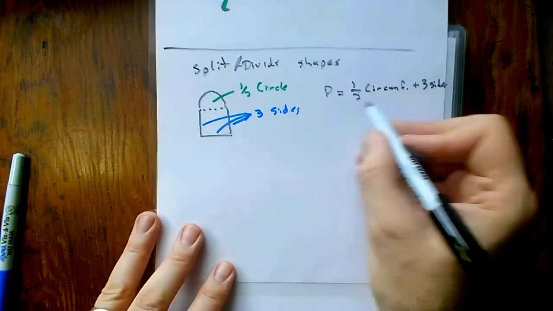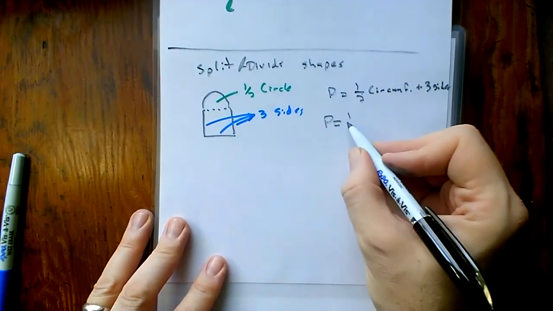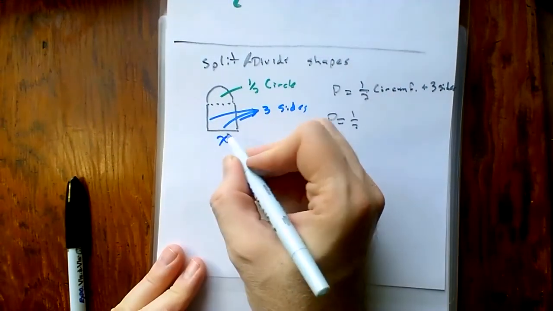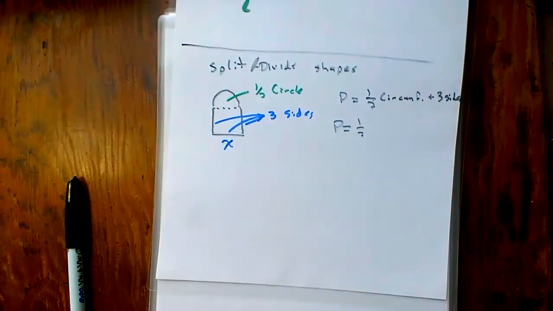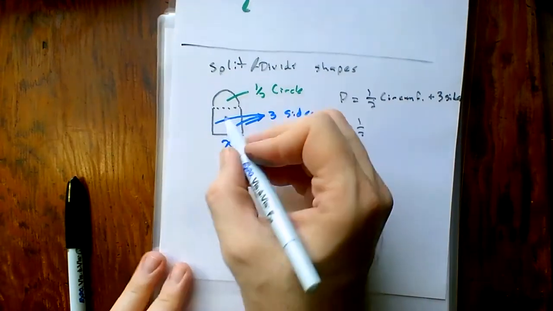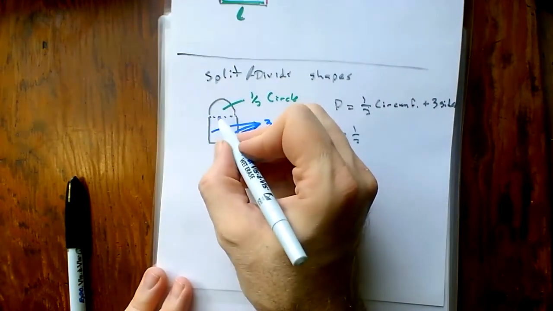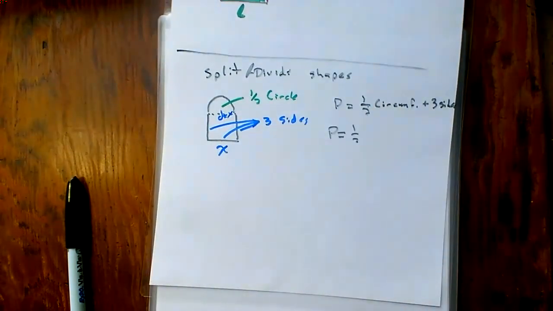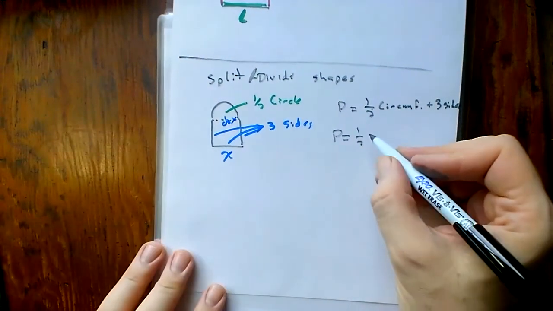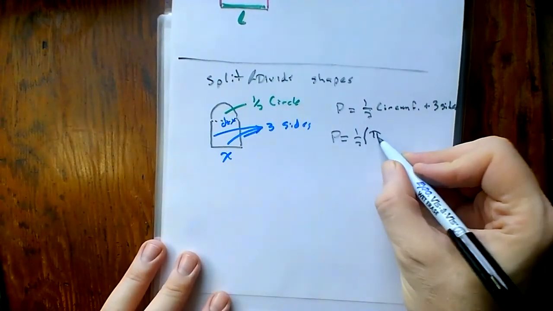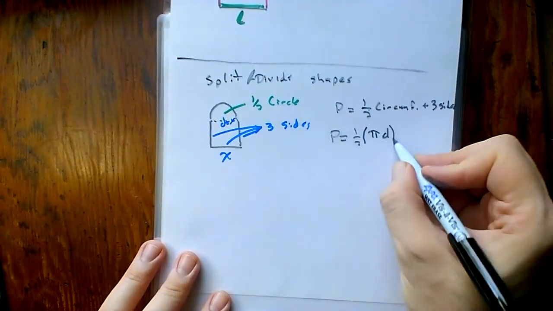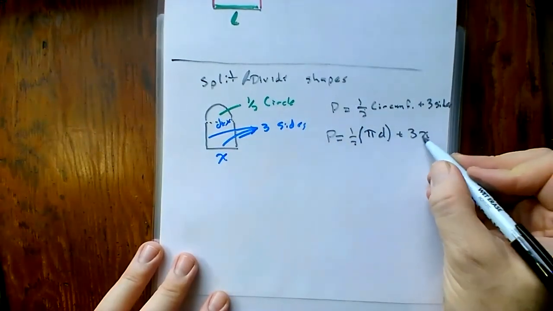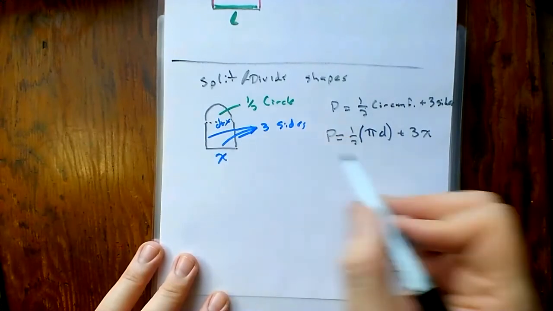And here my perimeter is 1/2, and let me just call this side here X. And if these are the same shape, great. But whatever this is, that X is also going to equal that diameter. So I would have my half of my circumference, that would be 1/2 of pi times X, or the diameter, plus my 3 sides. And if these 3 sides are the same, that would be 3 times X. If these are different sides, I would just add them separately.